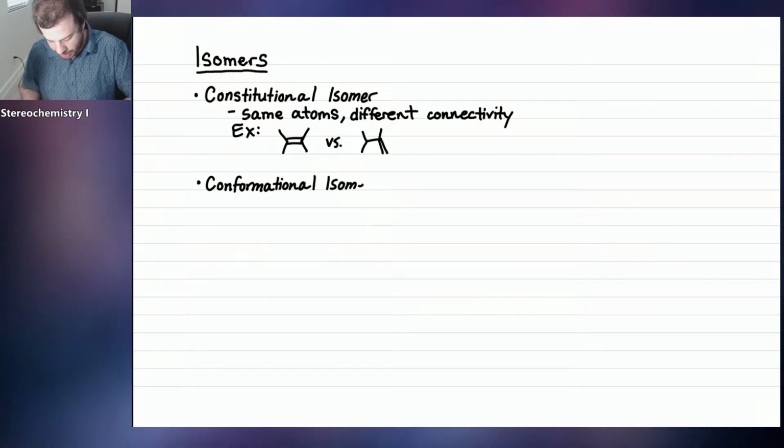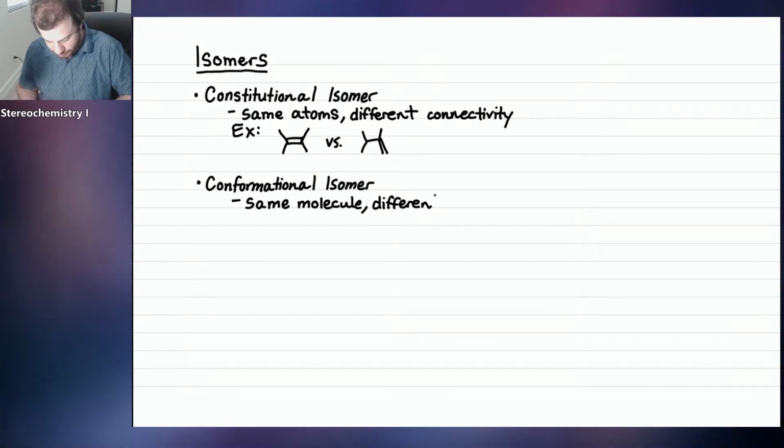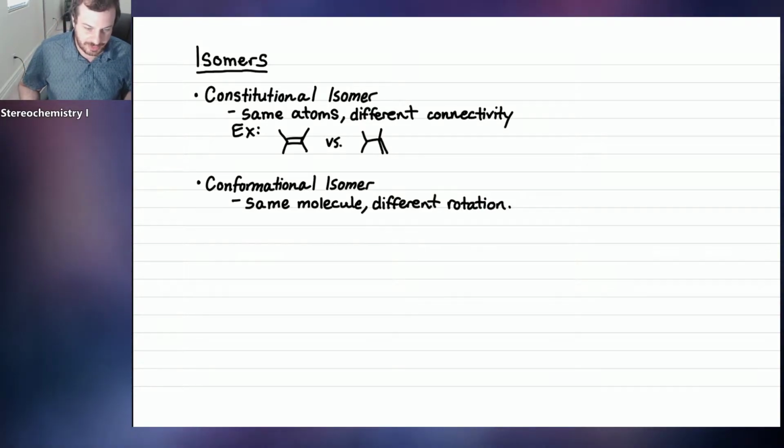And a conformational isomer is when you have the same molecule but different rotations around the bonds. We already talked about conformations. So same molecule, different rotation. All right, let's take a look at an example of that.